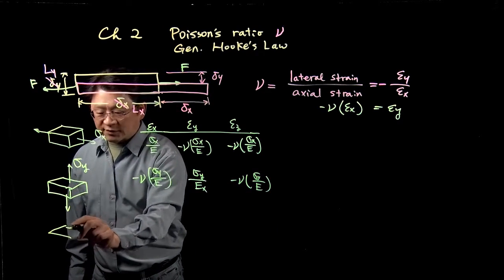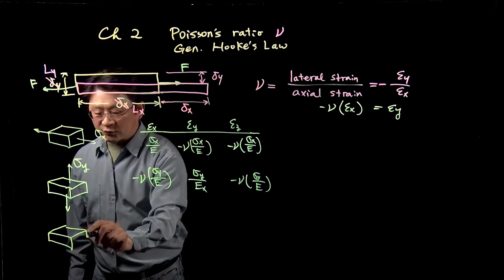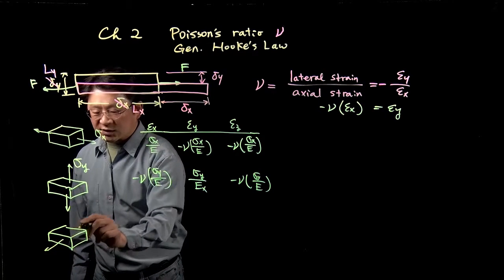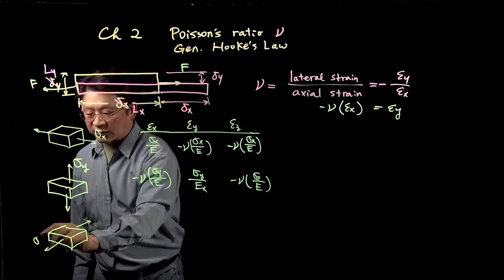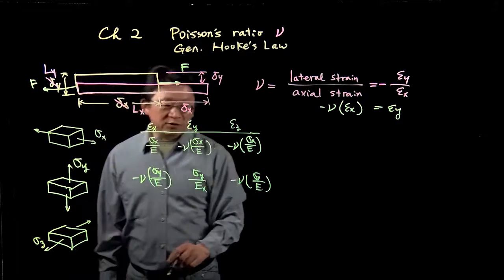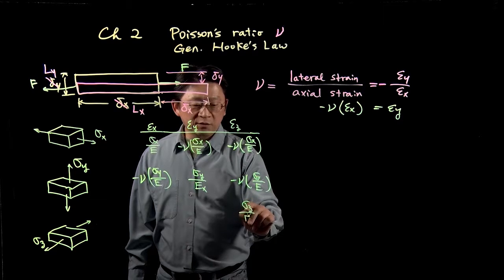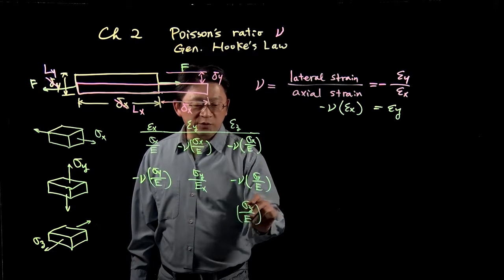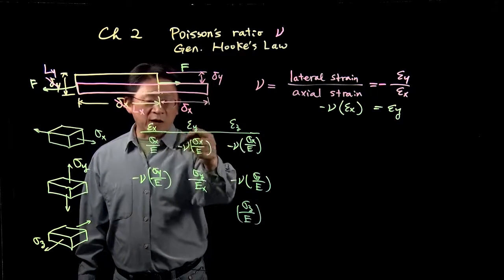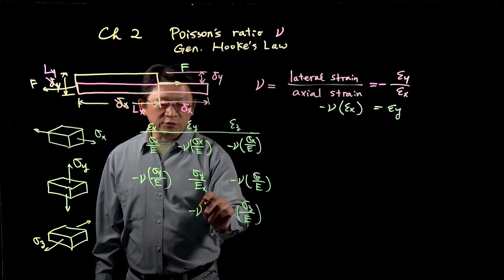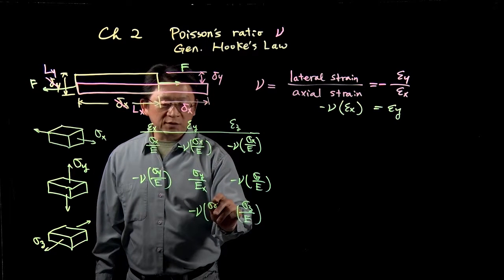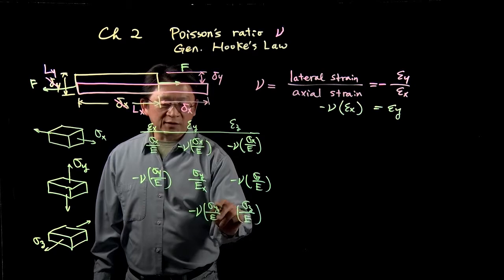And one more example. You could imagine right now I'm going to apply the loading in the z direction, with corresponding stress, let me call it sigma z. So the z direction is our axial direction, and the normal strain would be like this. Now x and y are the lateral directions. Here we quickly write it up like this.